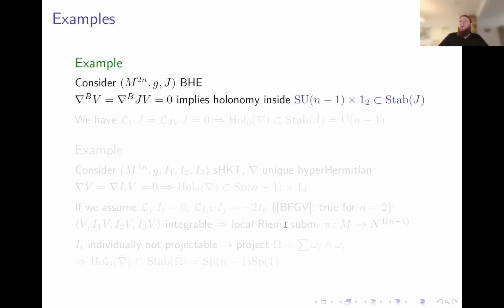Let's look at the two examples I mentioned before. So consider the Bismut-Hermitian-Einstein case. From this long study, we have this vector field V, which is Bismut parallel. And because the Bismut connection is a Hermitian connection, JV is also a second parallel vector field. So that implies that the holonomy has two trivial representations, and the rest of it is in SU(n-1).